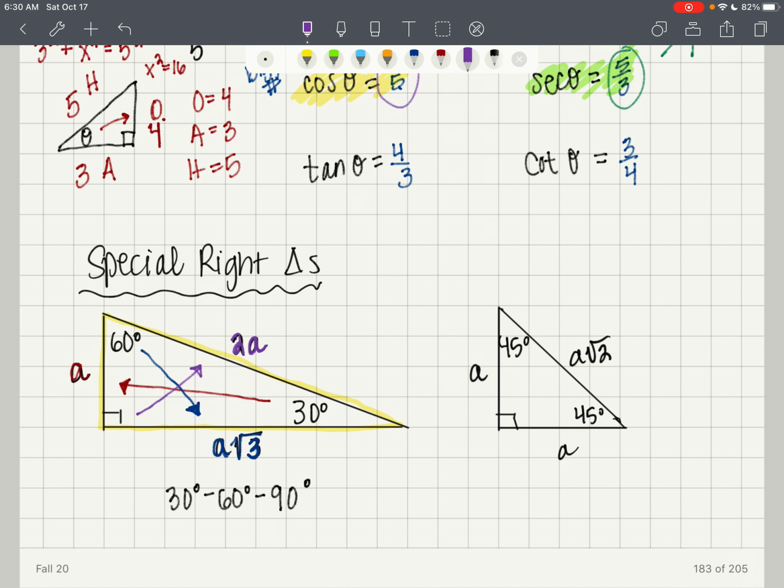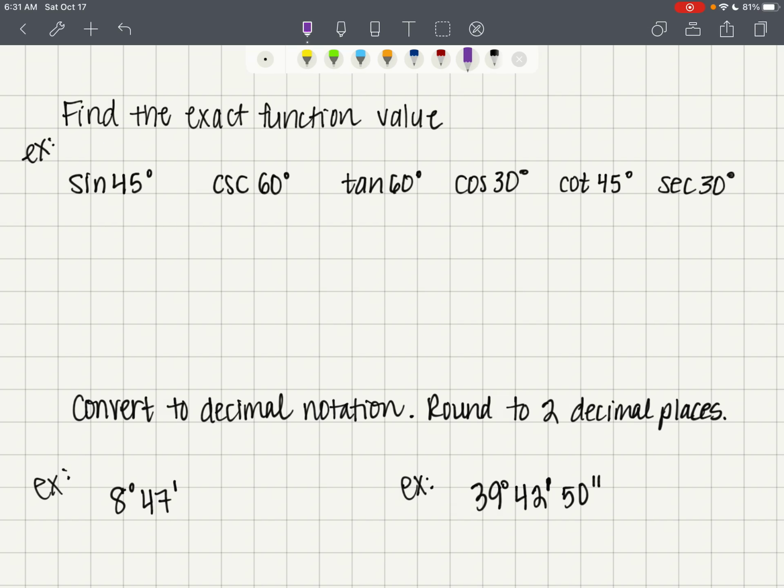So let me do a few examples for you. We want to find the exact function value of all of these trig functions. So sine of 45 degrees, cosecant of 60 degrees, the tangent of 60 degrees, the cosine of 30 degrees, the cotangent of 45 degrees, and the secant of 30 degrees.